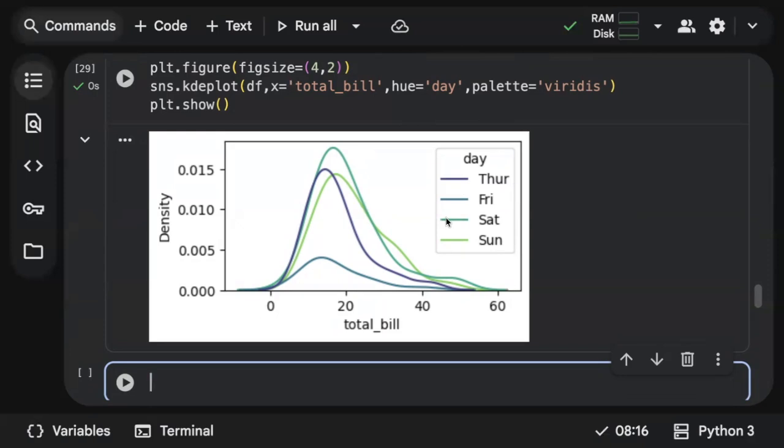You saw boring graphs actually in Matplotlib. So that's an interesting thing about Seaborn. Hope it's clear.